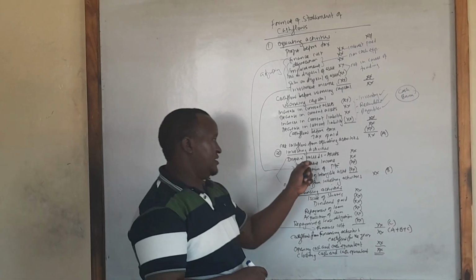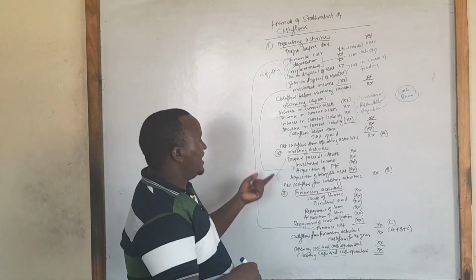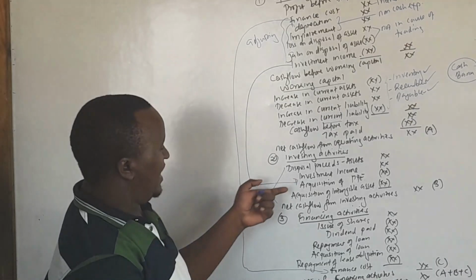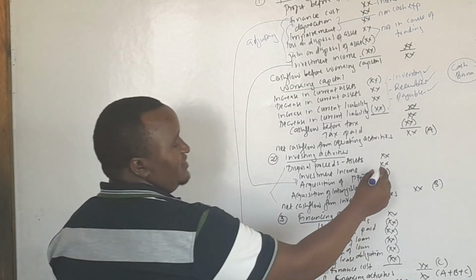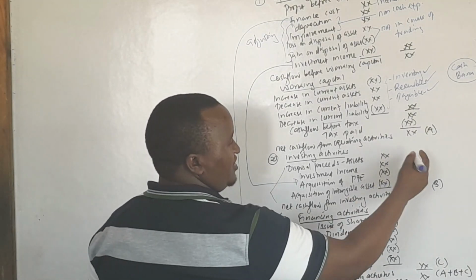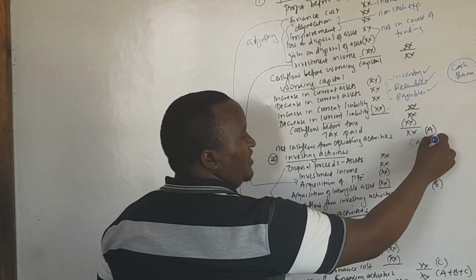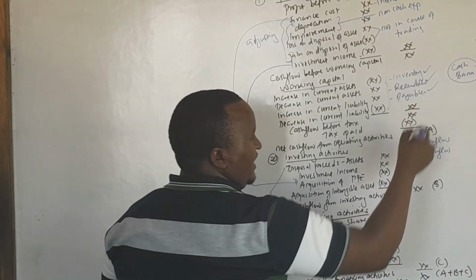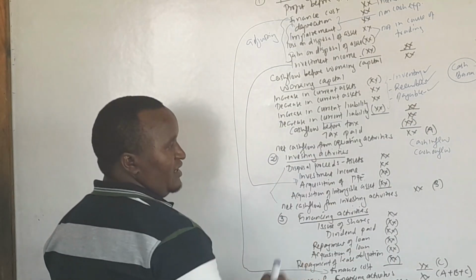When we dispose of assets and get proceeds, when we sell, we get cash. So we shall be adding that. Investment income, acquisition of PPE we minus. So this negative is an outflow. Remember there are two types of cash: it is either a cash inflow or a cash outflow. So the negative is an outflow. The positive one is an inflow.